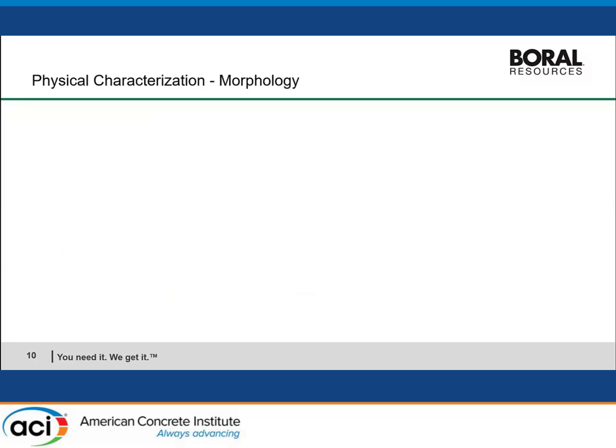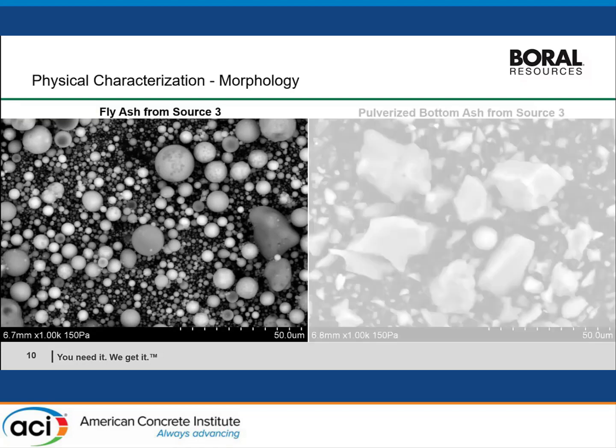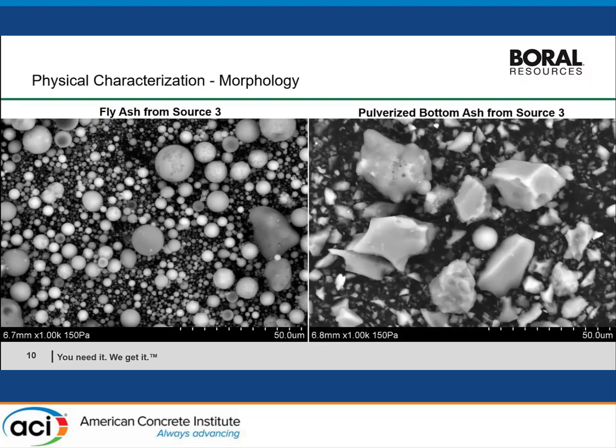So also we should discuss the morphology of these materials. Now, microscopically, the powder of fly ash consists of these microscopic spheres. Bottom ash, on the other hand, is a different story. Like we saw on the macro scale, it's rocks. It looks like aggregates. And after you pulverize it, it's still angular to a large degree.